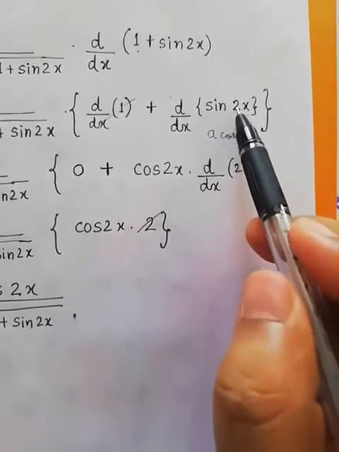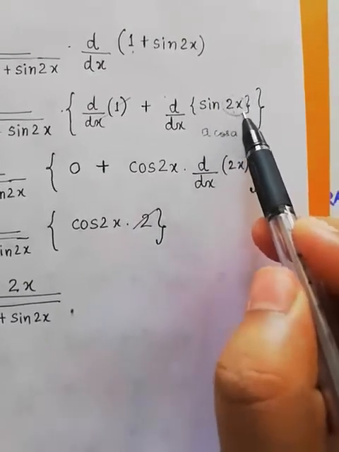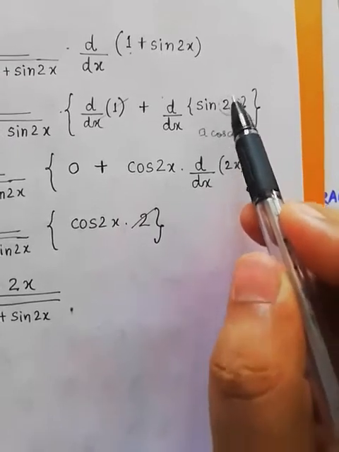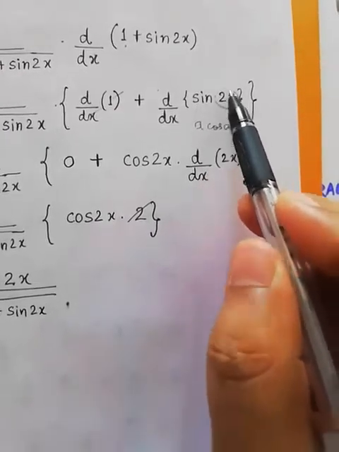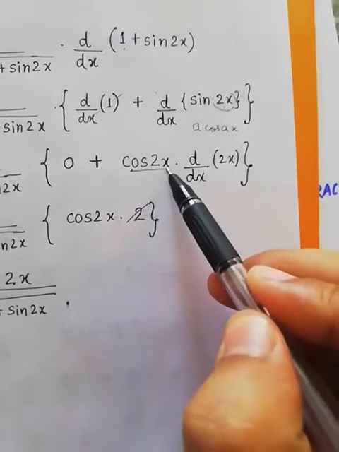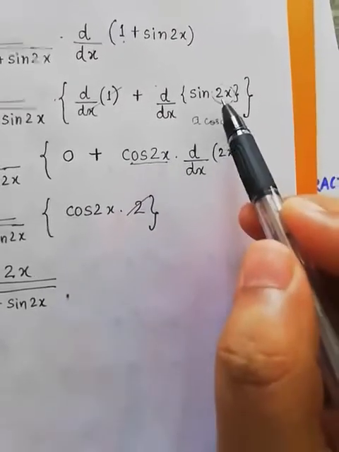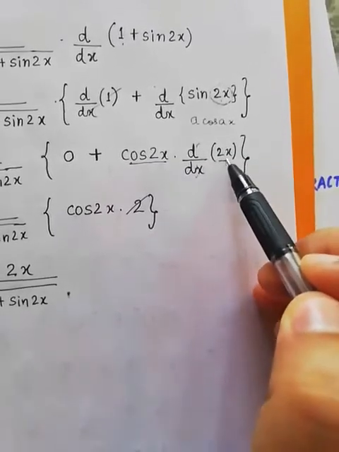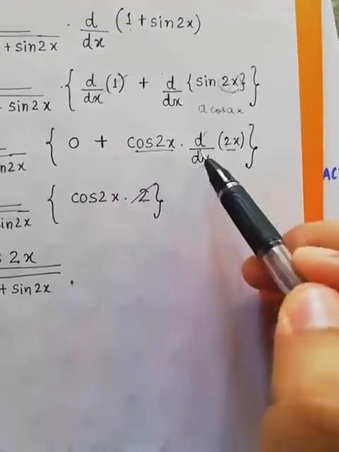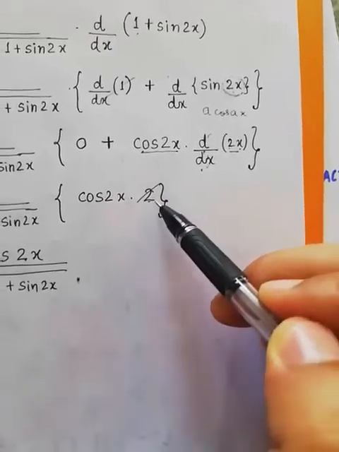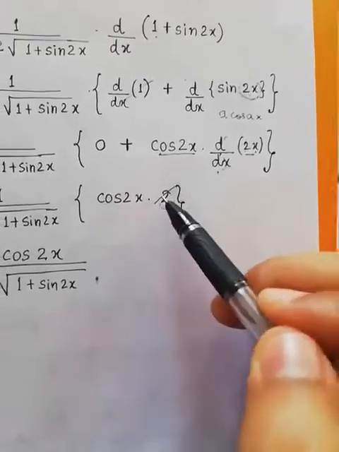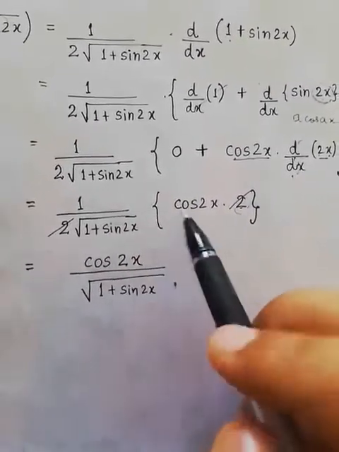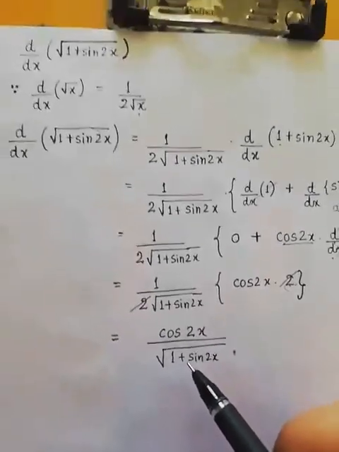Or you can say first assume this is actually equal to x. However it is not equal to x, but you assume it to be x. Then what is the differentiation of sin x? Cos x. So I am writing here cos x, where x is 2x. Then you have to do the differentiation of this term again, that is 2x. When you do the differentiation of 2x, 2 is a constant, take it outside, and differentiation of x with respect to x gives you 1. So I am writing here only 2. So 2 into cos 2x. Now this 2 and 2 will cancel out. So your answer is cos 2x upon √(1 + sin 2x). Thank you.